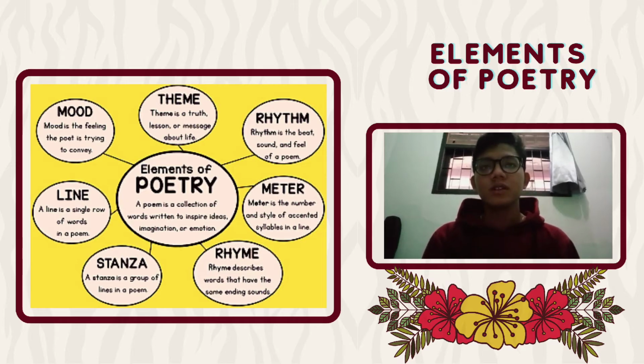Elements of poetry. In this slide, I will explain about rhythm. What is rhythm in poetry? Rhythm is the beat, sound, and feel of a poem. The word rhythm is derived from the Greek rhythmos, which means measured motion. Rhythm is a literary device that demonstrates the long and short patterns through stressed and unstressed syllables, particularly in verse form.